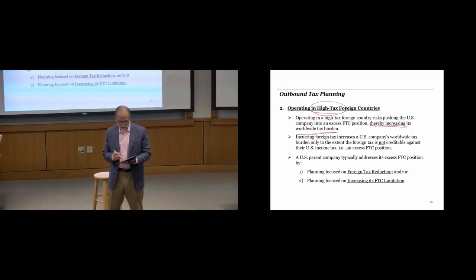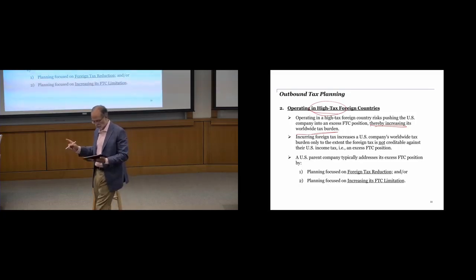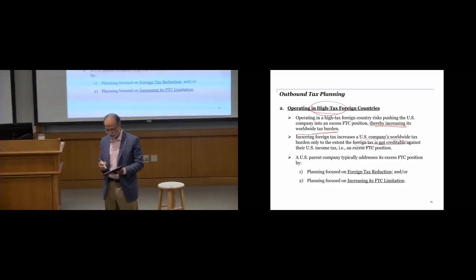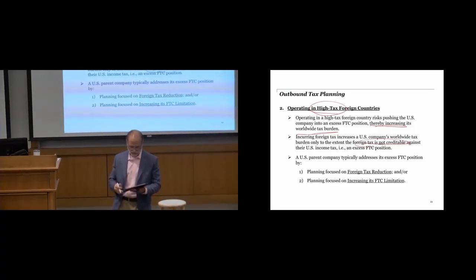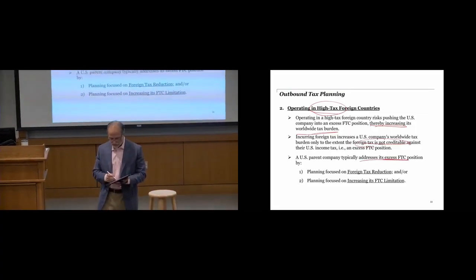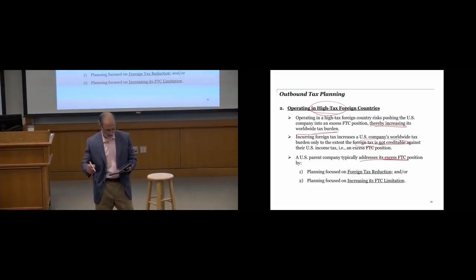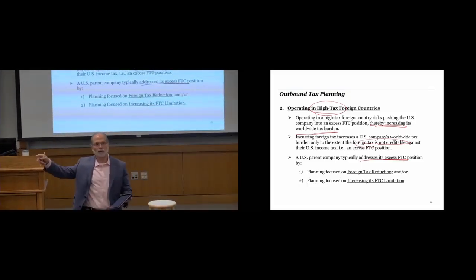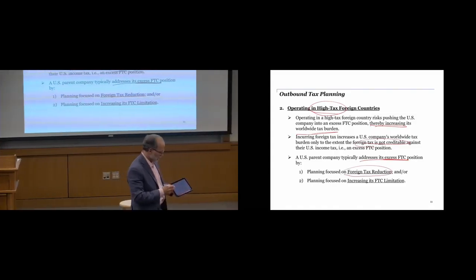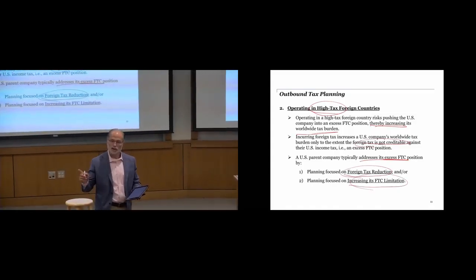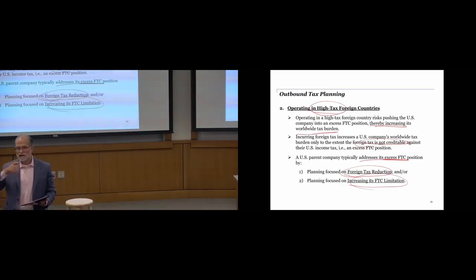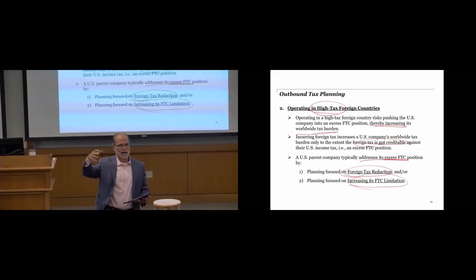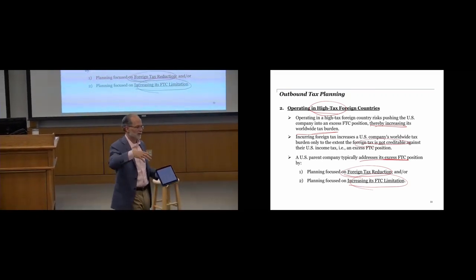So incurring foreign tax increases the U.S. company's worldwide tax burden only to the extent the foreign tax is not creditable against their US tax. That causes that excess FTC position. So if I'm in an excess FTC position, that usually leads me to two other ways of trying to deal with that. I try foreign tax reduction and/or increasing my FTC limit. So if I lose that as the tax person in the group working on this, I lose the investment decision and it's not in Ireland, it's in Germany.